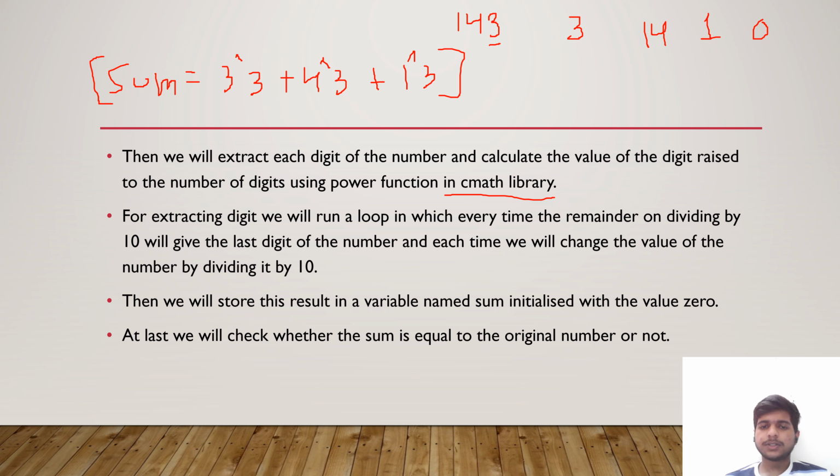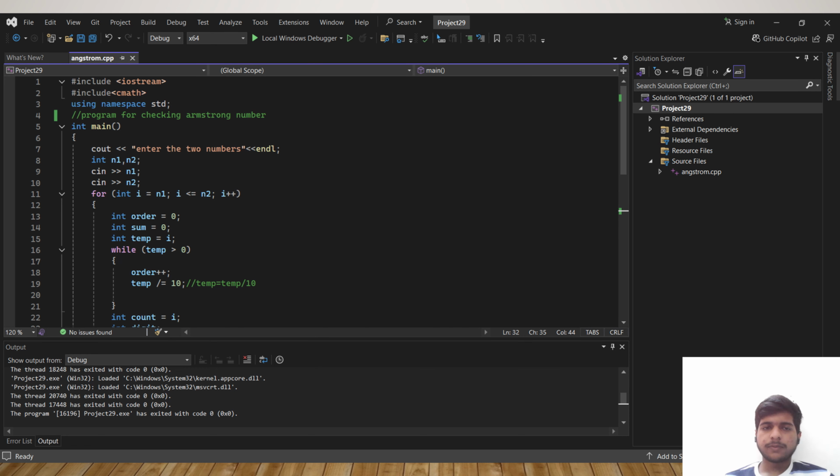Then we will store this result in a variable named sum, initialized with the value 0. At last, to check whether the number is an Armstrong number or not, we will check whether this sum is equal to the original number or not. If it is equal, we will print that this number is an Armstrong number, and if it is not, we will skip that number and go to the next number. So here is the program for that.